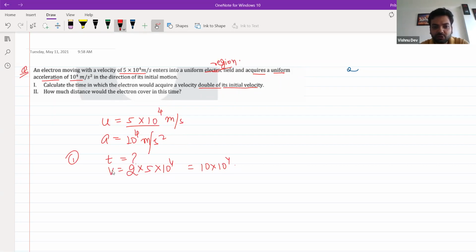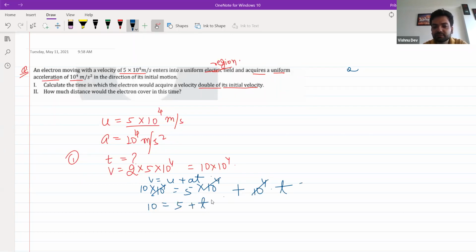Okay, so how will we find time? We have all these variables here. Let us connect them using the very simple V equals U plus AT. Putting the values: 10 into 10 to power 4 equals U, 5 into 10 to power 4, plus AT, A is 10 to power 4 times T. You can see 10 to power 4 is on all sides, so I'll just cut them. I'll write 10 equals 5 plus T. So this will give us T as 5 seconds. Yes, 5 seconds is the correct one.